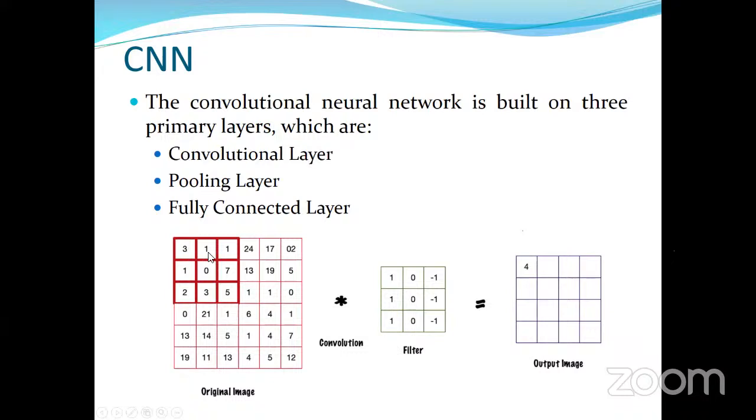We have numbers 3, 1, 1, 1, 0, 7, 2, 3, 5. Take an average of these numbers, and that is what the average filter will do. It will replace all these cells with the average of these values. When it comes to the next round, 1, 1, 24, 0, 7, 13, 3, 5, 1 will become the matrix. The average of this matrix will be taken, and all the numbers will be replaced. This is how the matrix works.